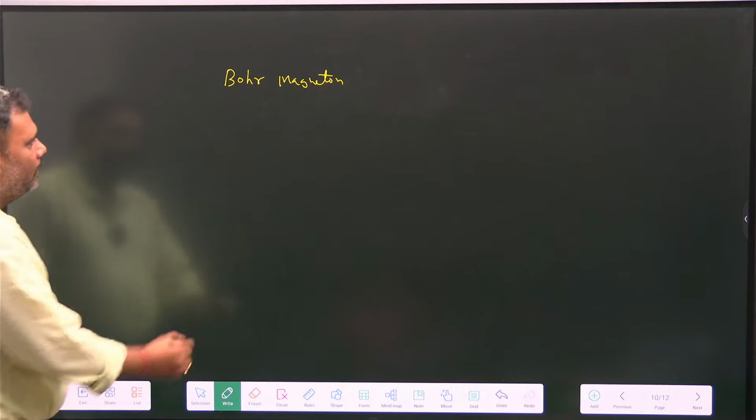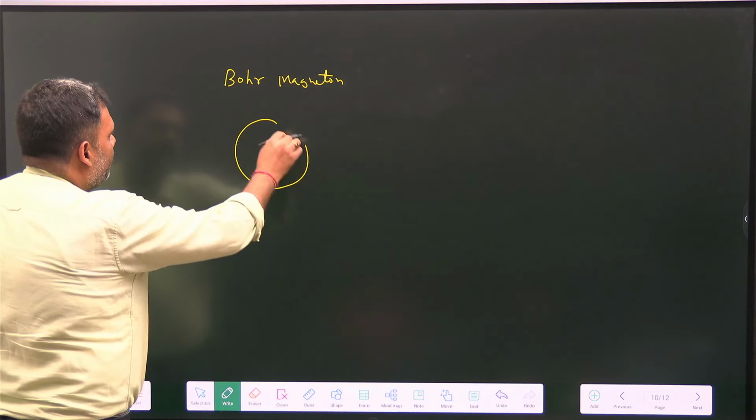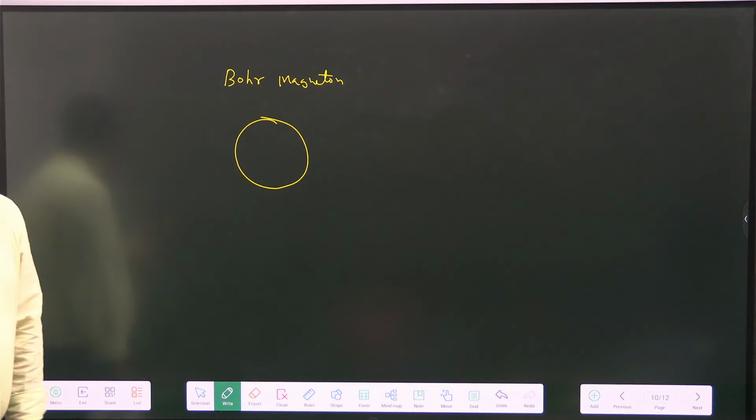Right now I am trying to calculate the Bohr magneton for the electron. The electron is moving, so it is revolving, and it will generate a current. So what is the magnetic moment? The magnetic moment is nothing but current into area.